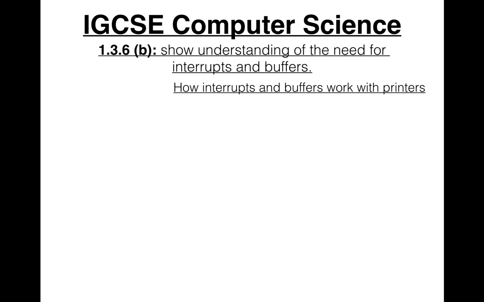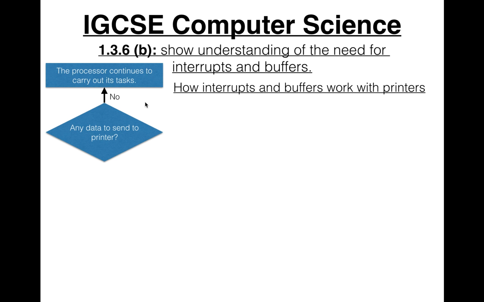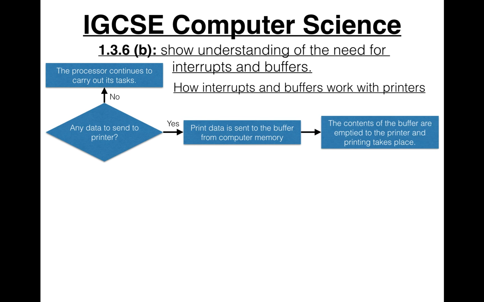So let's see how interrupts and buffers work with printers. The flowchart that I used here is a bit weird. Is there any data to send to the printer? No? Then the processor continues to carry out its tasks. Yes? Then the print data is sent to the buffer from computer memory. The contents of the buffer are emptied to the printer and the printing takes place.